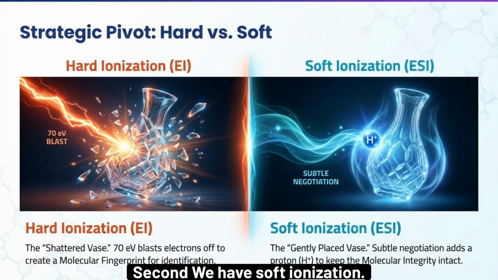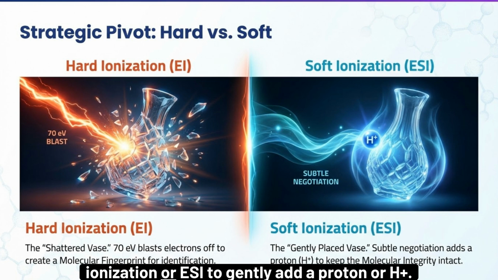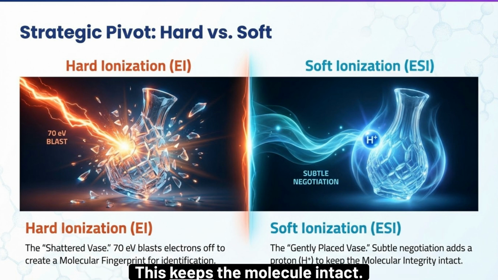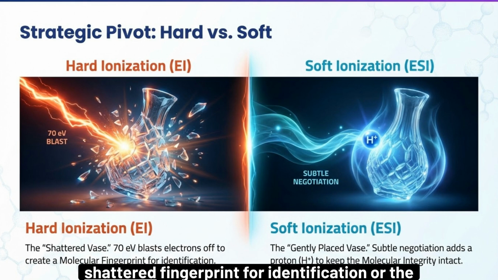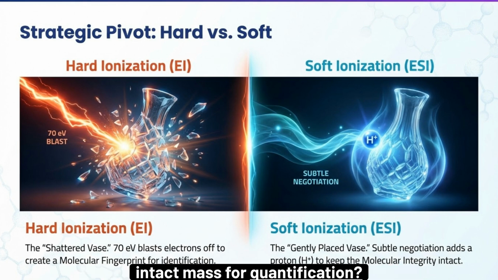Second, we have soft ionization. This is a subtle negotiation. We use spray physics, like electrospray ionization, or ESI, to gently add a proton, or H+. This keeps the molecule intact. Your task is to choose. Do you need the shattered fingerprint for identification or the intact mass for quantification?